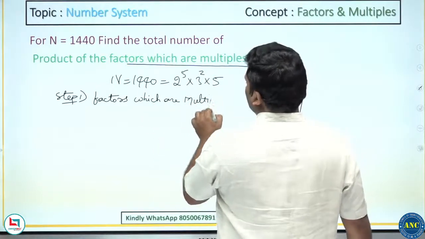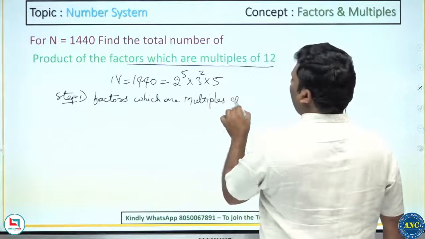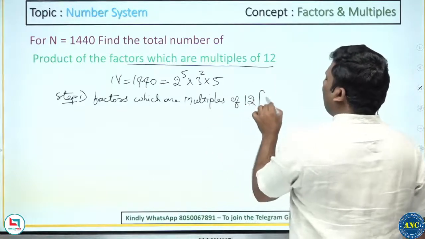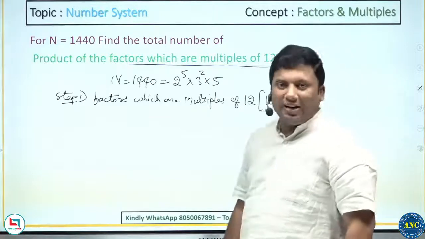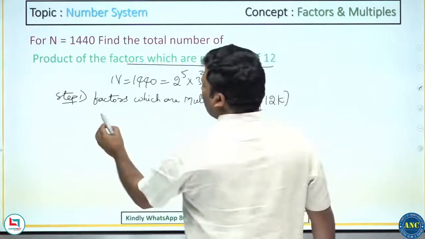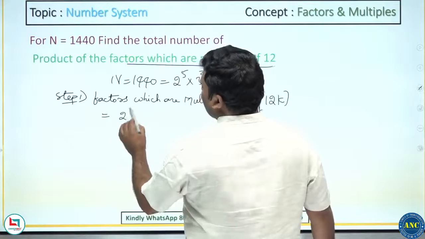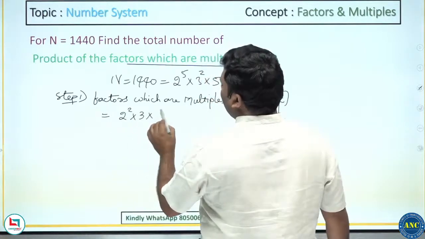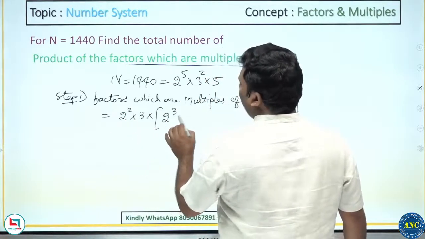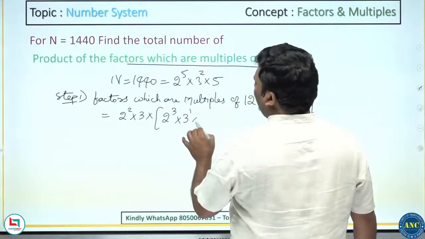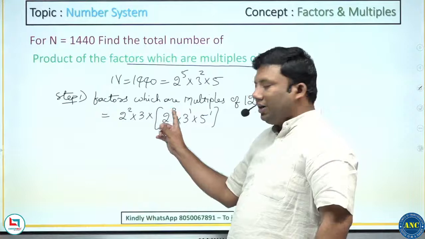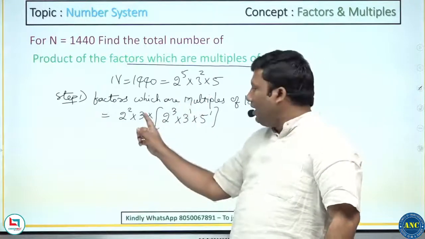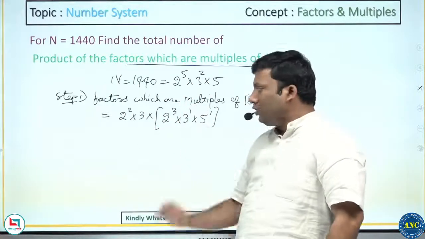Take the factors which are multiples of 12. Any multiple of 12 is of the form 12k. So 12 is 2 square into 3. Remaining in bracket, another 2 cube will be there, another 3 power 1 will be there, another 5 power 1 will be there. So 2 square into 2 cube is 2 power 5, and 3 into 3 is 3 square into 5.